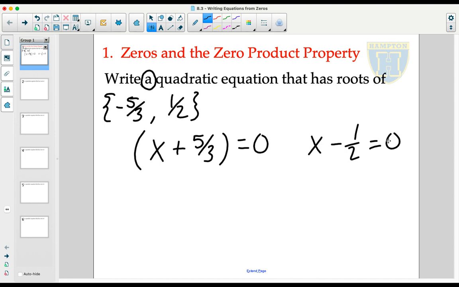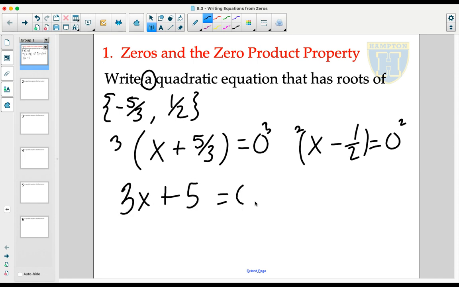Now, in an effort to clean these up a little bit, we're going to multiply both sides of the left equation by 3, and we'll multiply both sides of the right equation by 2, clearing out some of the fractions and making these a little easier to look at. So we'll have 3x plus 5 equal to 0, and 2x minus 1 equal to 0.